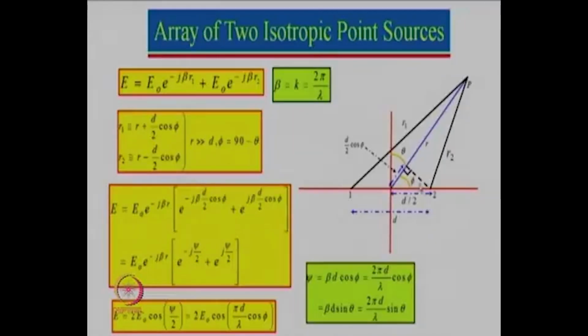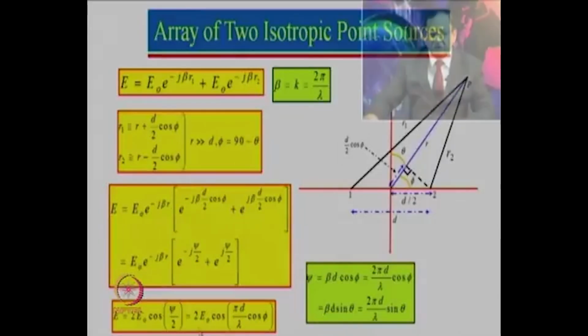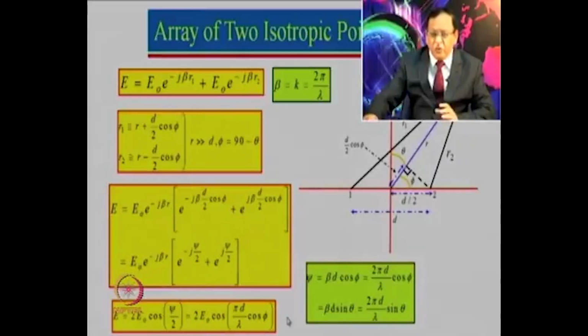Instead of measuring angle phi from the axis of the antenna, if we measure from the perpendicular axis, then we can write it in the form of sin theta. So now when we write here e to the power minus j psi by 2 plus e to the power j psi by 2, this is very similar to writing something like e to the power minus jx plus e to the power jx, and that will be equivalent to 2 times cos psi by 2. So we can replace this function by a very simple cos function, and now we can substitute the value of psi. So this is the array factor for 2 isotropic elements.